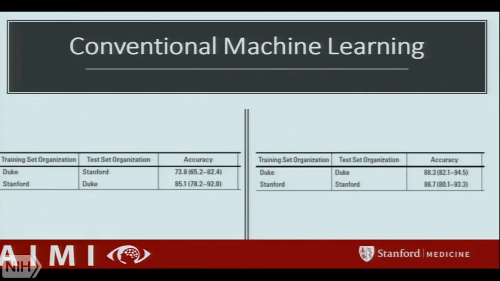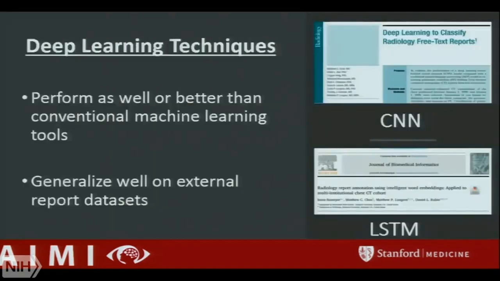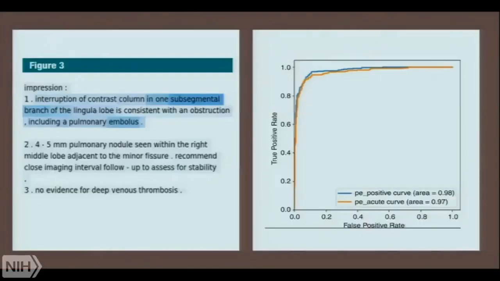They're also, you have to choose the kernel, you have to deal with regularization penalties, you have to deal with the slack variable, so there are all kinds of problems with support vector machines that have caused us to switch towards deep learning for NLP. We find that the deep learning techniques have performed as well or better in most cases, and they tend to generalize pretty well on external report data sets, and I'll show you an example of that.